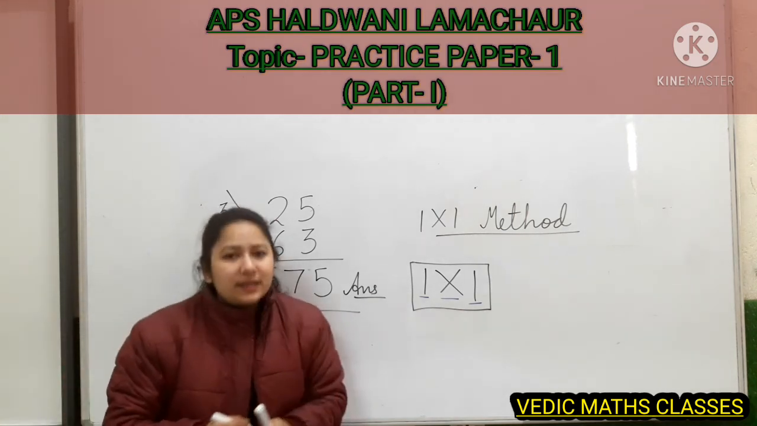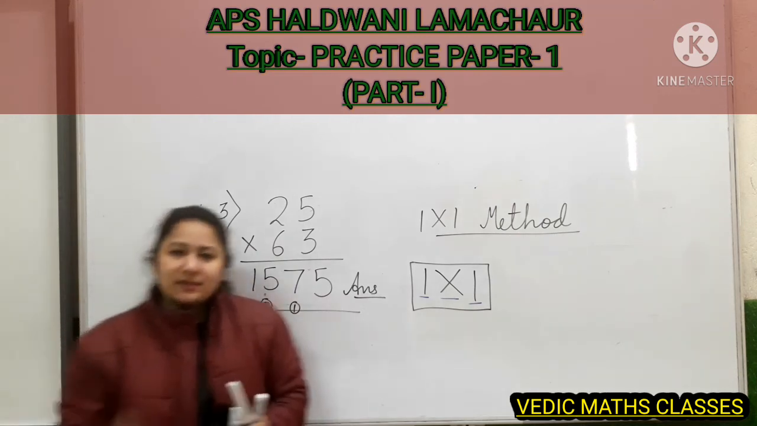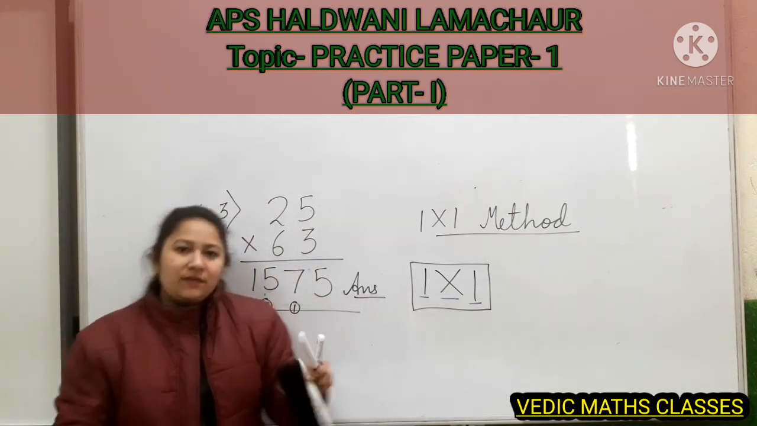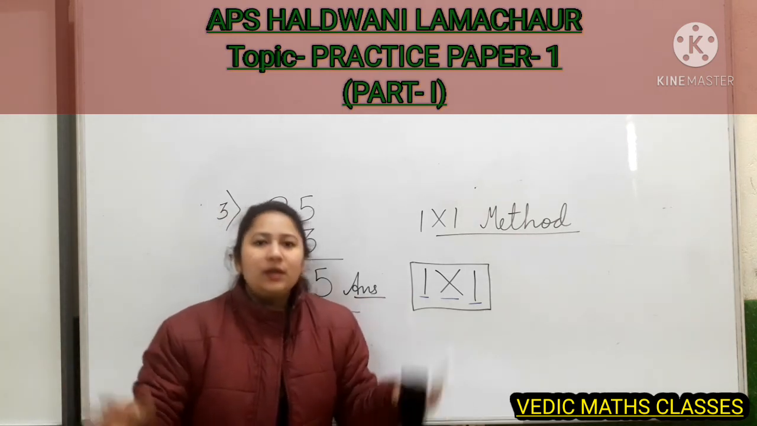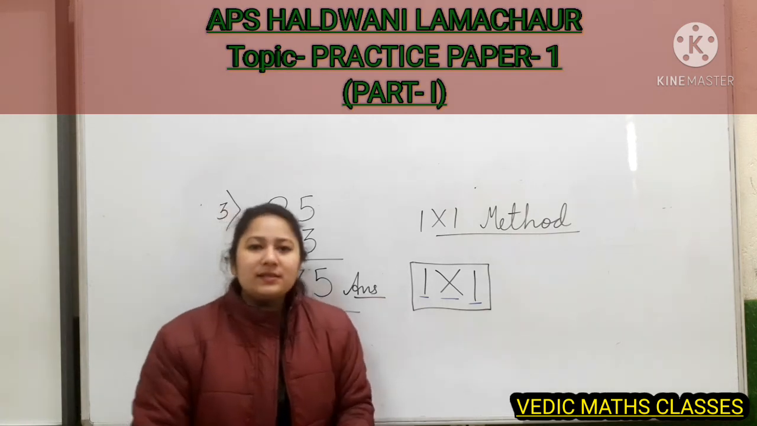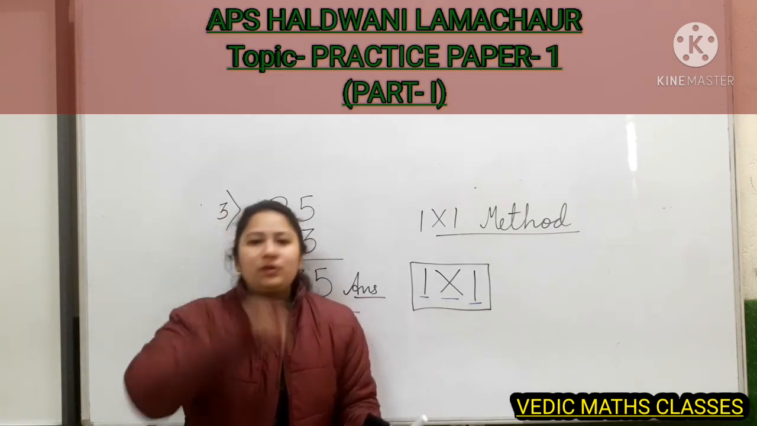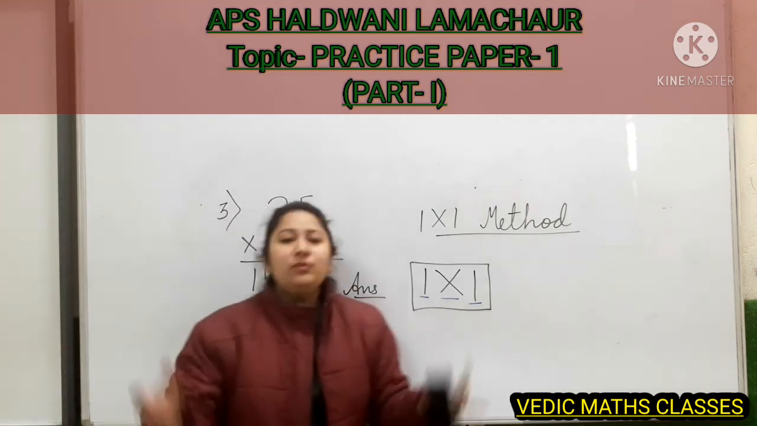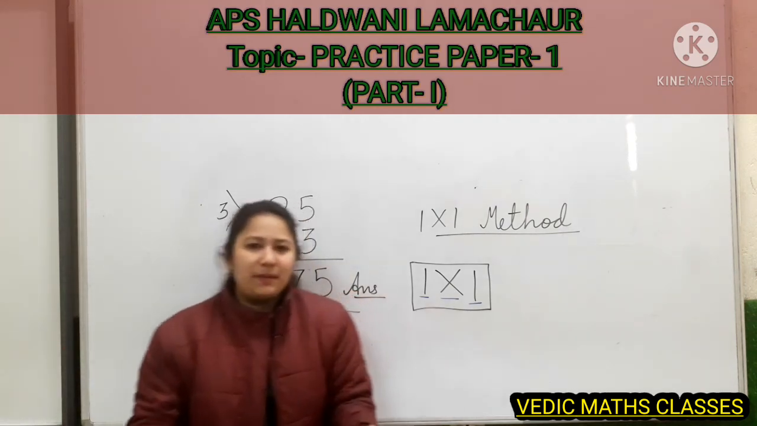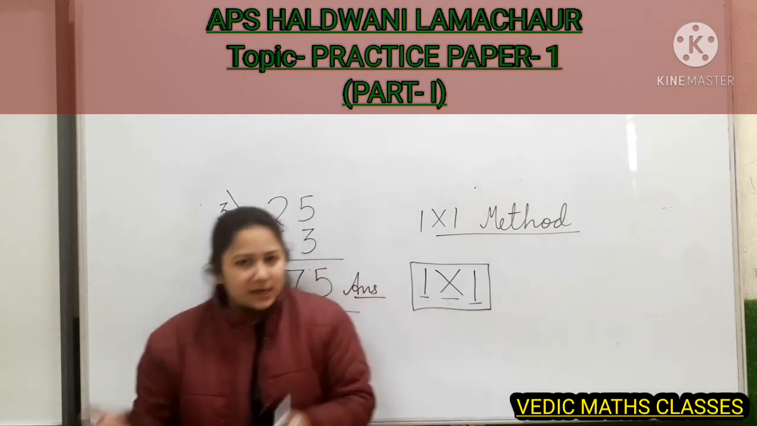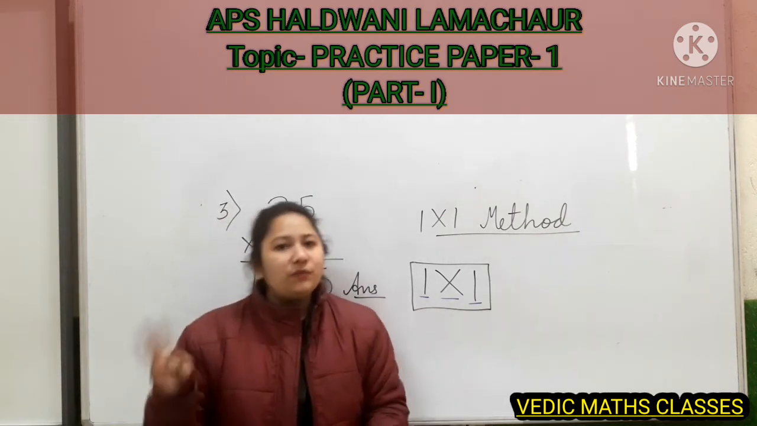So kids, in this revision video, we have discussed two methods. One is the subtraction method, in which I have used the direct method. You can use indirect also. And the second, we have discussed cross multiplication of 2-digit. Now kids, with this video, I have given you the sums. It's practice paper part 1. In part 1, you have the sums related to subtraction and cross multiplication of 2-digit.